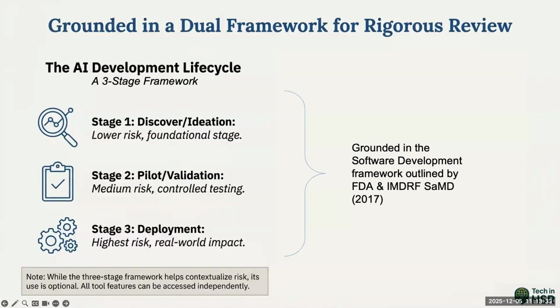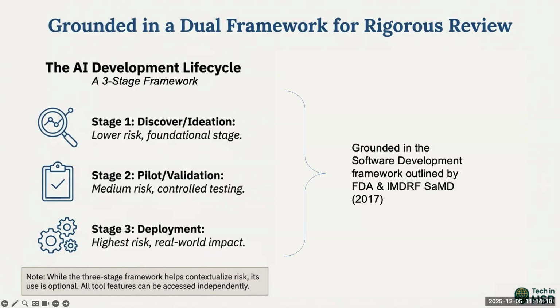Now, for a field guide to be actually useful, it needs a clear structure. The AI HSR risk reference tool is reliable because it's based on real standards and real data. It's not guesswork. It is grounded in a dual framework for rigorous review. The first framework is a risk-based AI development lifecycle framework. We call that the three-stage approach. And so this three-stage approach uses well-established software development rules established by the IMDRF, or International Medical Device Regulatory Forum. So what does that mean?